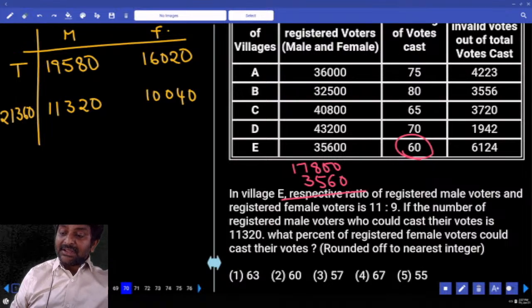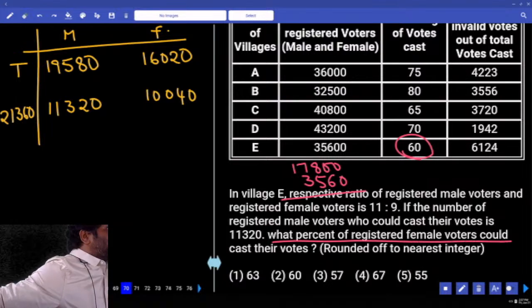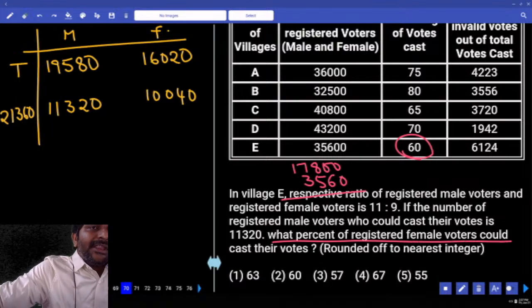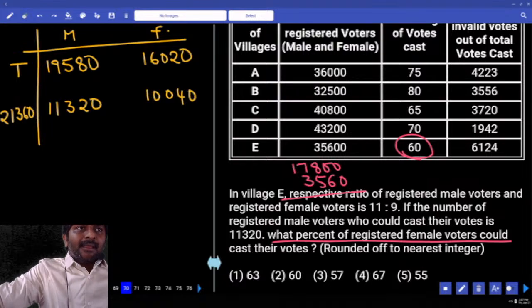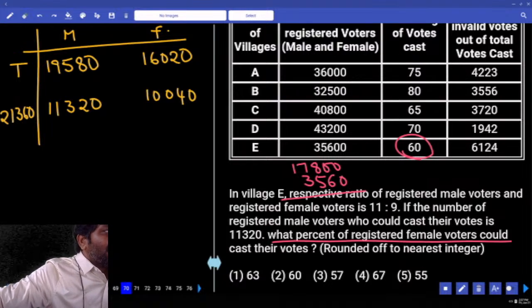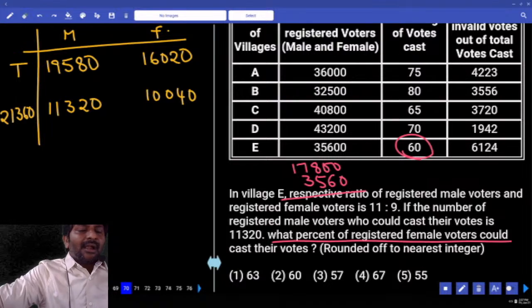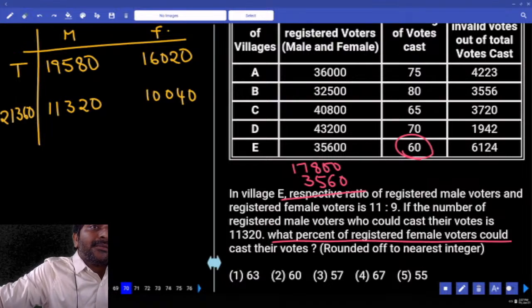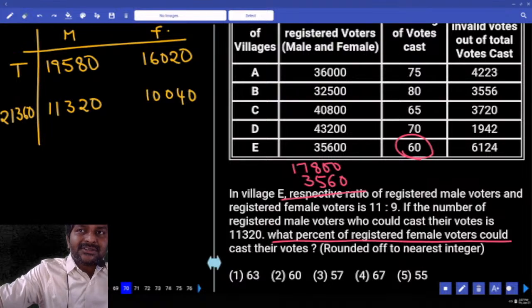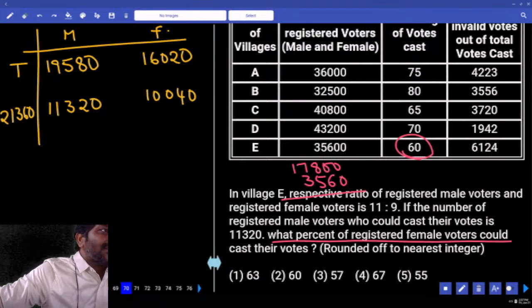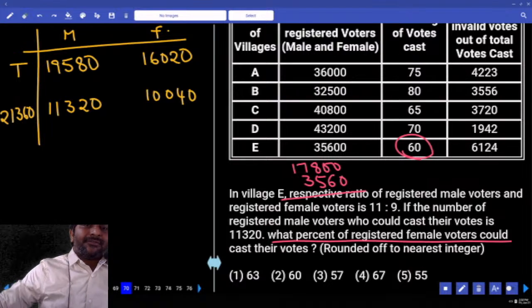Now the question is to identify what percentage of registered female voters could cast their vote. How many registered females are there? Approximately 16,000. And how many cast their vote? Approximately 10,000. So 10,000 out of 16,000 only. 10 out of 16, 5 out of 8, 5 by 8 in fractional form.